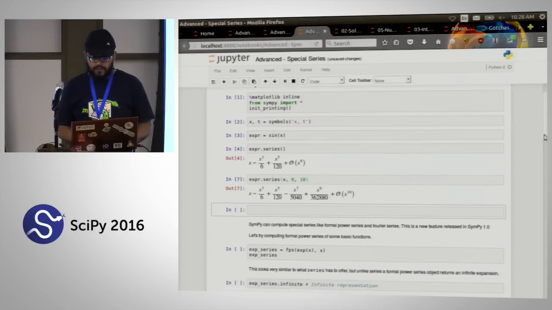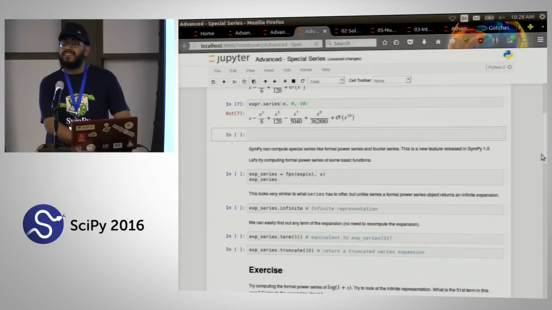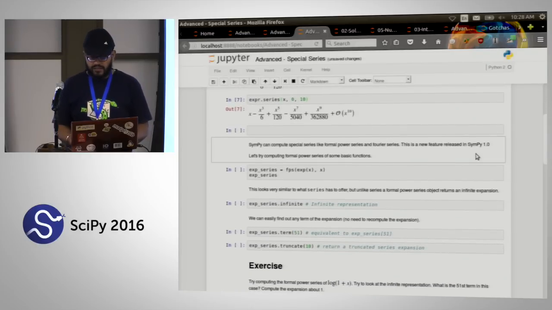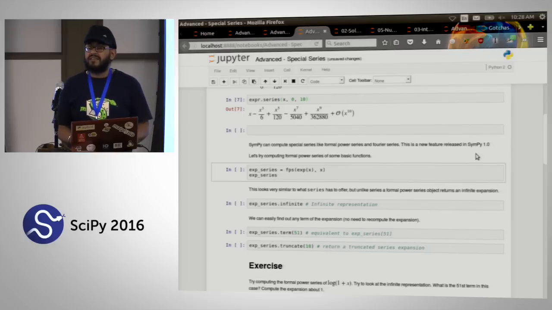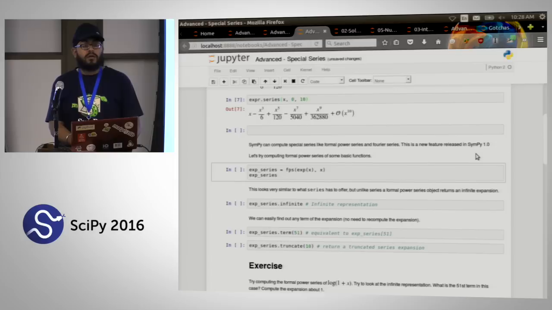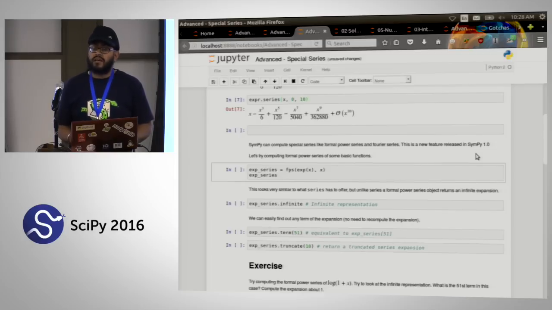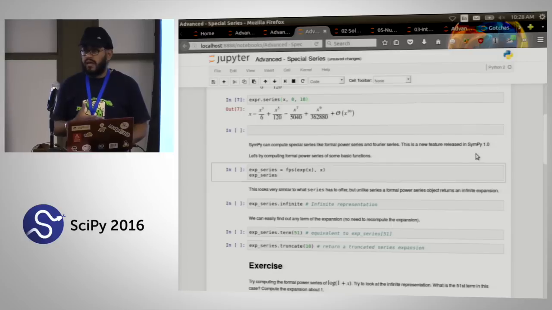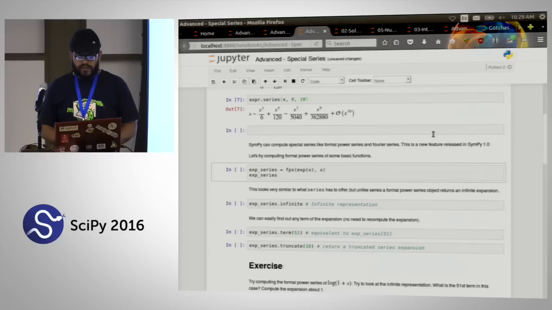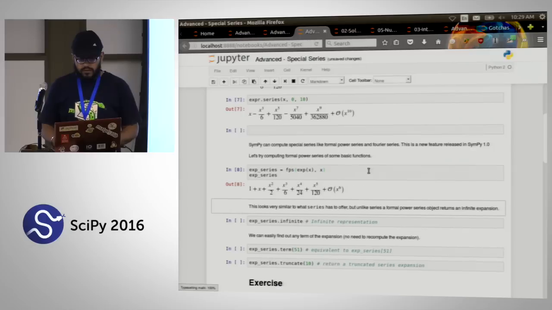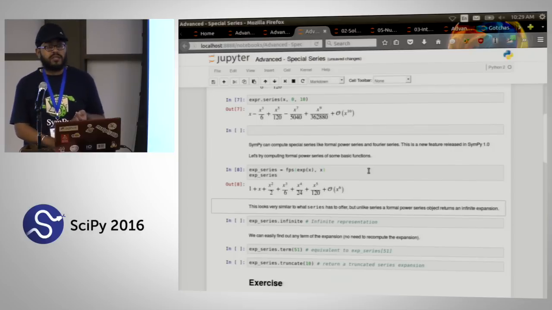SymPy also allows you to compute some special series like the formal power series and the Fourier series. Formal power series is just like Taylor series, but without the convergence conditions, like if we replace it with a numeric number, then it has to converge. So it's just an infinite representation as a polynomial of any function. It's very easy to compute using the formal power series function, fps. So we get a series like this. So this is very similar to what series does.